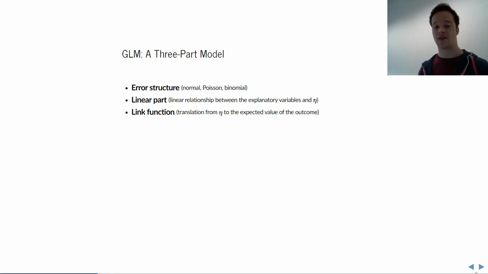The linear part explains the linear relationship between the explanatory variables and something we call eta, because we're not explaining the outcome, but we're explaining the expected outcome after performing some transformation, and that transformation is called the link function, which translates the linear part to the expected value of the outcome.